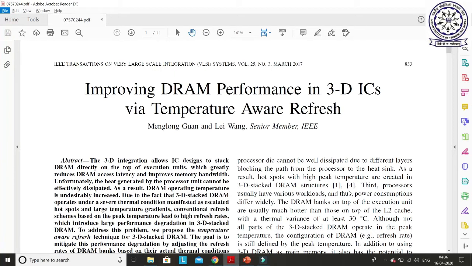The paper that we'll discuss today is based on two things. First, it is based on 3D ICs, and next, it is based on temperature. And one more term that is very important for today's lecture is 3D stack DRAM.